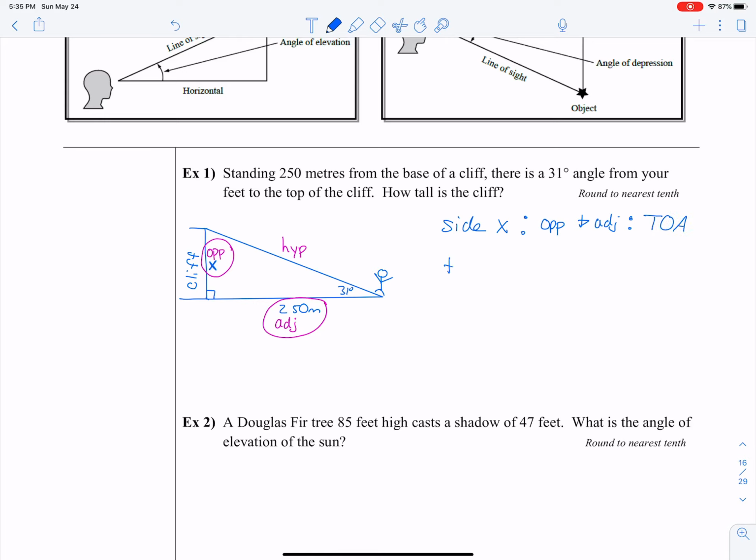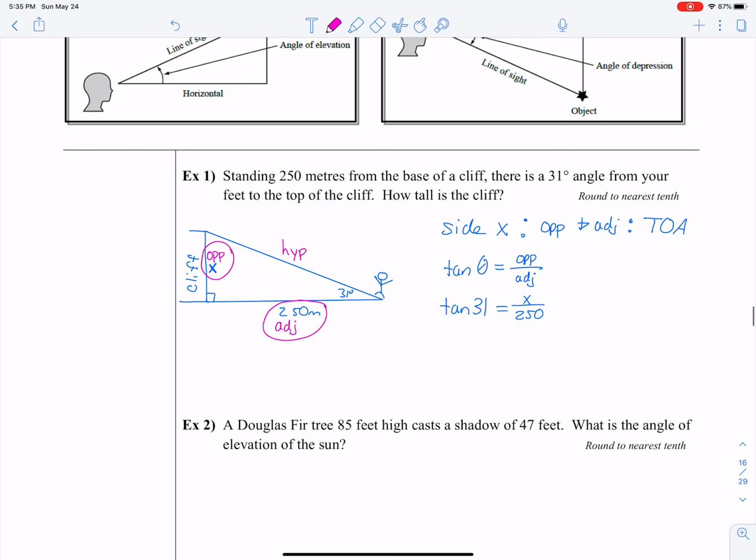So now we can write our formula. Tan of an angle is equal to opposite over adjacent. We can fill in the information that we know. Tan, and we see our angle here is 31, and our opposite is x, and our adjacent is 250. Because our number is on the bottom, we're going to move it. So we get 250 tan 31 is equal to x.